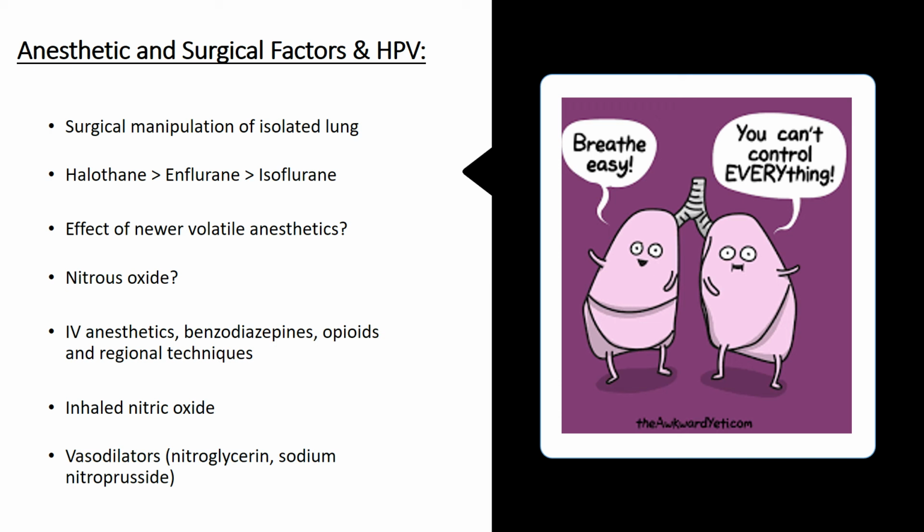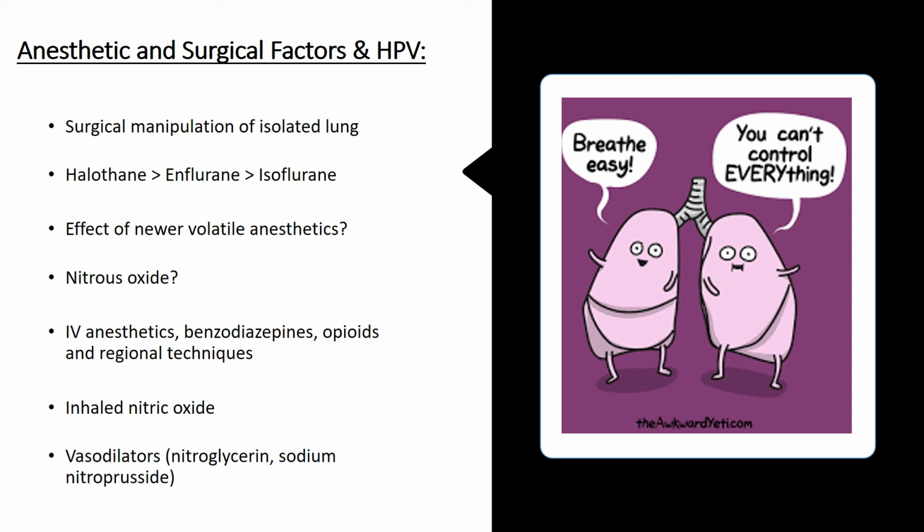Halothane, enflurane, and isoflurane have been shown to attenuate HPV due to pulmonary vasodilation at and even below 1 MAC, especially halothane. The effect of newer volatile anesthetics is unclear, but likely is insignificant at 1 MAC. Nitrous oxide increases pulmonary artery pressures and likely inhibits HPV, according to Miller, although this evidence is from animal studies. IV anesthetics have not been shown to impact HPV, and the same goes for regional techniques if cardiac output remains stable.